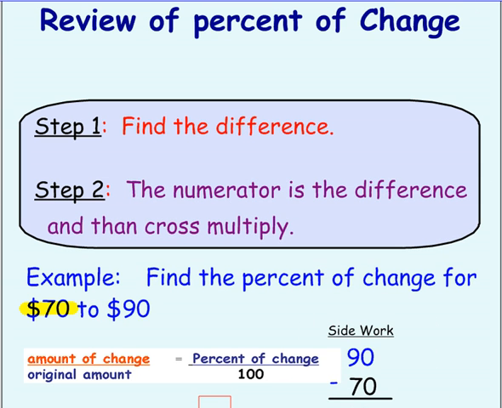Good luck with it. And the key thing that you just got to remember is find a difference and cross multiply this amount of change over original amount, and you should do awesome.